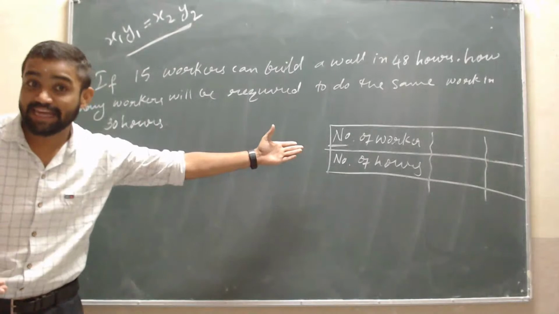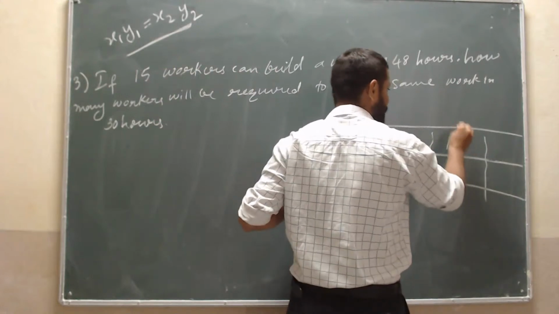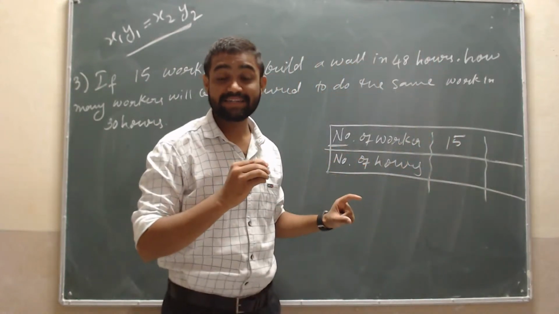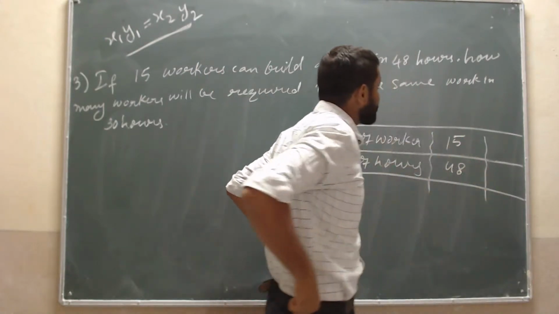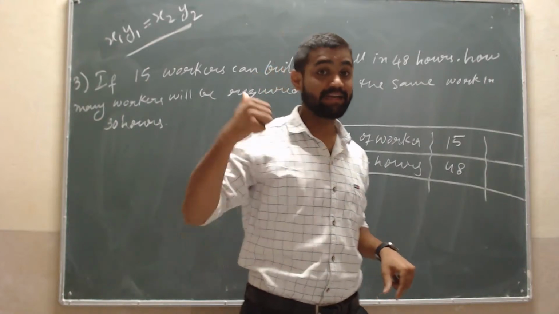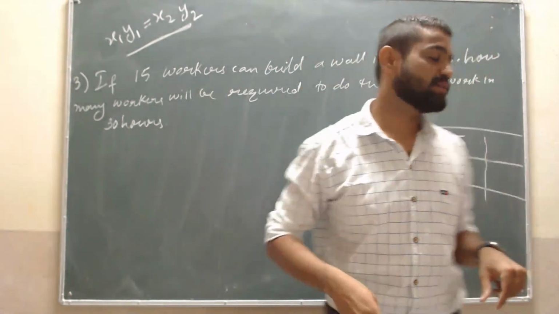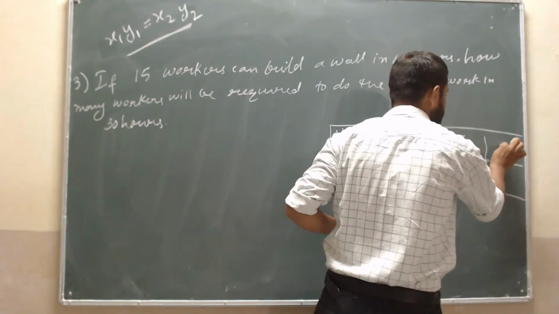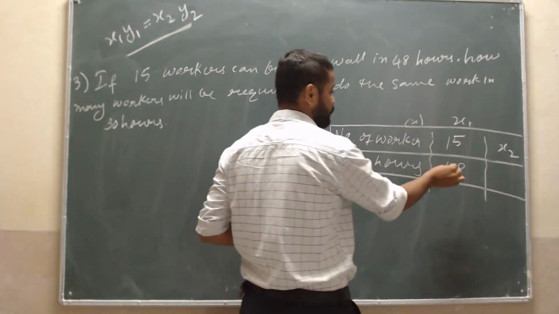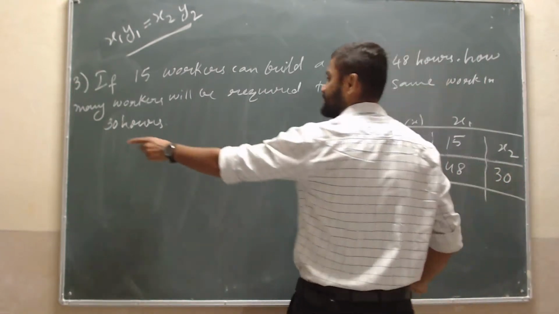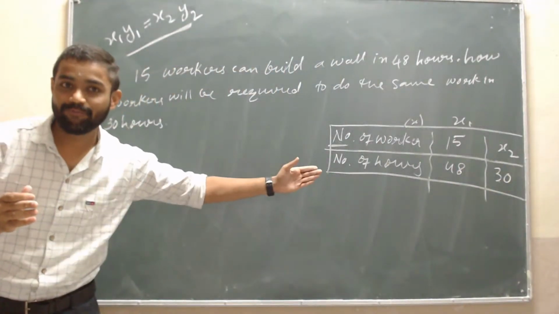Substitute the values in that box. The number of workers is 15, and how many hours will they take to construct that wall? 48 hours. Then again he is asking how many workers? We don't know. That is x2, because this is x1 and this is x2. In 48 hours, in 30 hours. Now what we have to do, students? We have to find the value of x2.